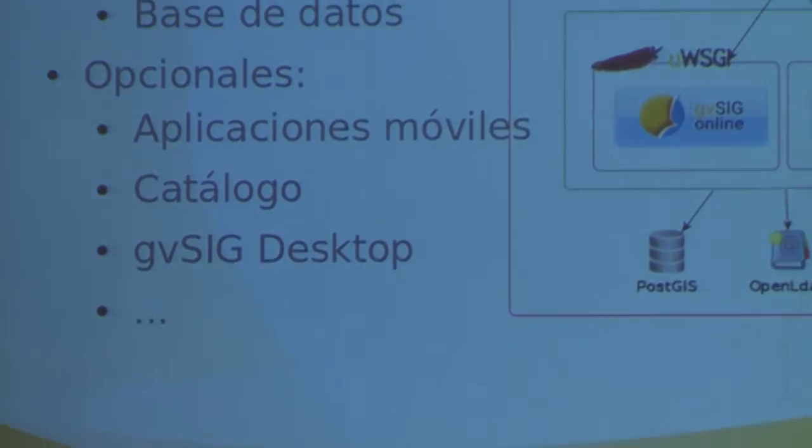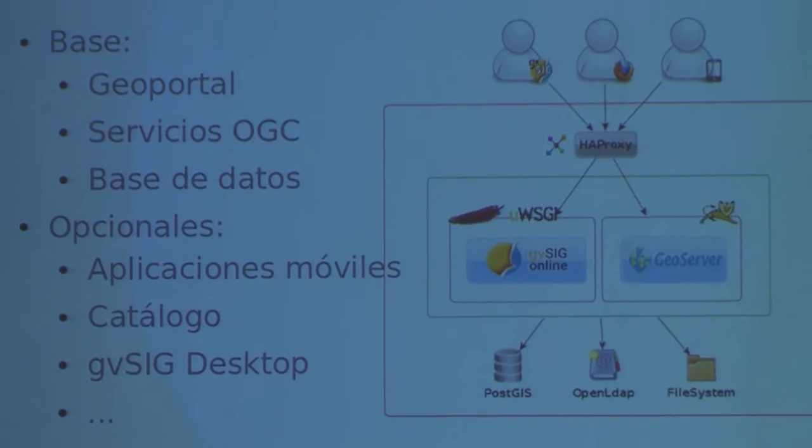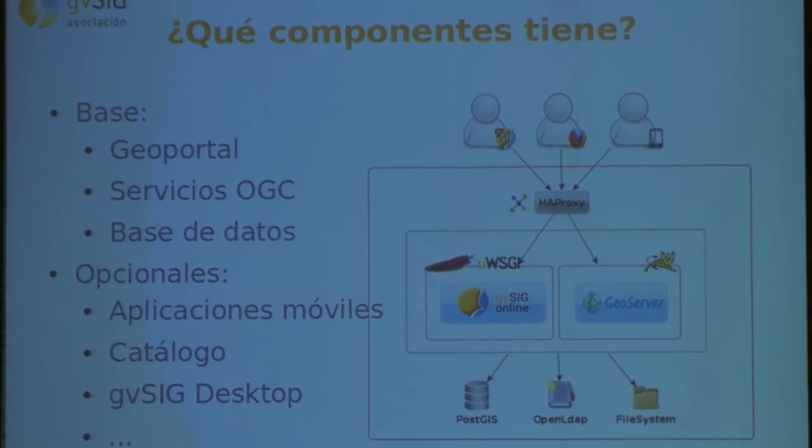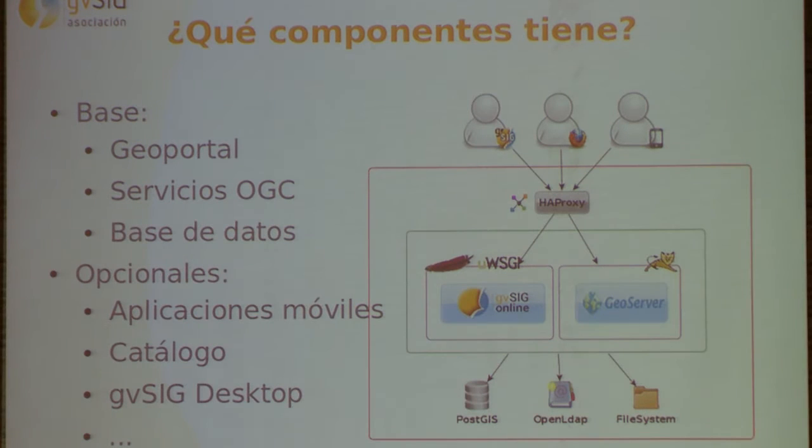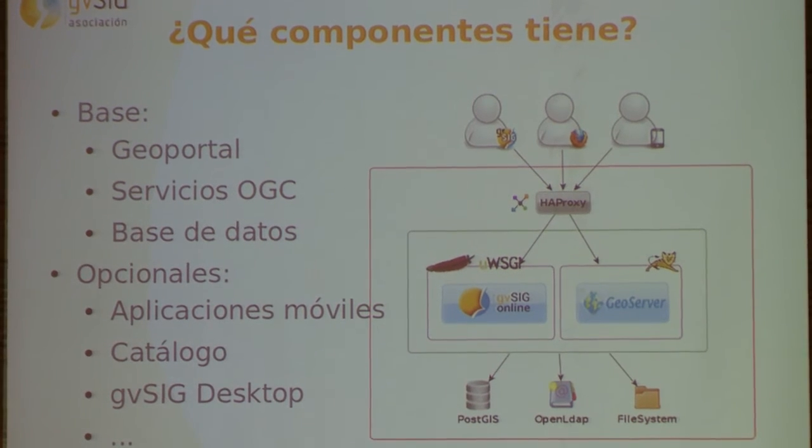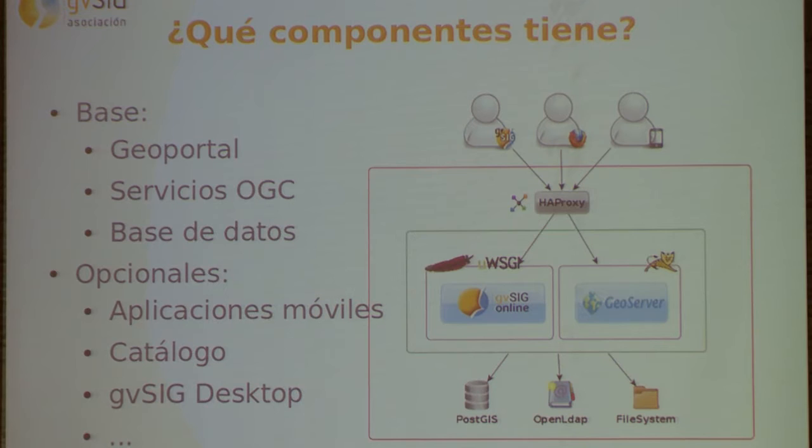We have a base architecture which is made of a geospatial database. We also use OpenLDAP. We have a layer of services where we have the map layer, the geographical objects layer, etc., and gvSIG Online, which is going to be the web component of all this infrastructure.